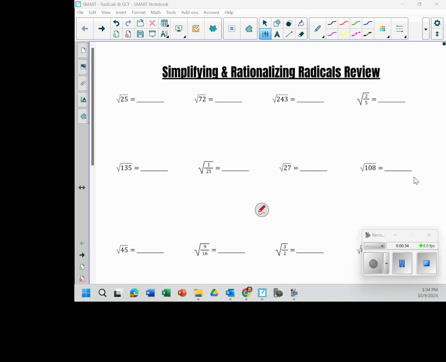So square root of 25 is just 5. Again, if I was asked to solve, I'd have to consider plus or minus. If I'm just straight up asked, what is the square root of 25? We just say 5.